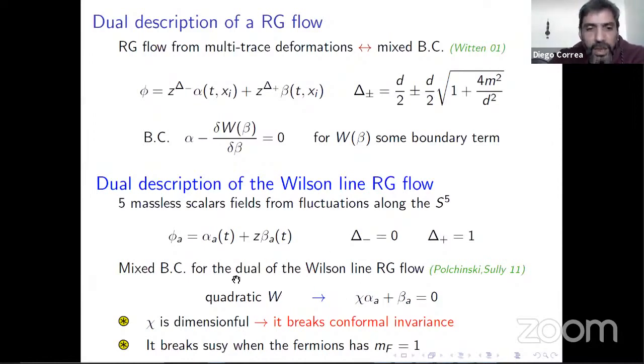So by using a quadratic boundary term, they could derive this linear mixed boundary condition that you see interpolates. If you put chi equal to 0, the boundary condition could be beta equal to 0, with beta just the normal derivative of the scalar field vanishing, or when chi is very large, it could be like setting alpha equal to 0, which is like the Dirichlet boundary condition. So it interpolates between Dirichlet and Neumann, and this parameter chi is dimensionful, so that's why it breaks conformal invariance. This also breaks supersymmetry in the case when all the fermions have mass 1.